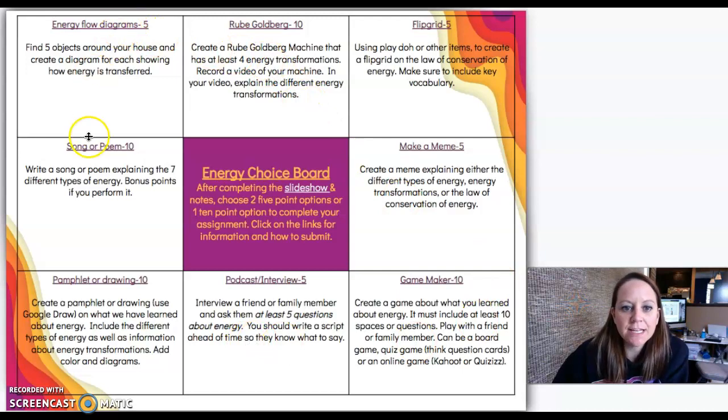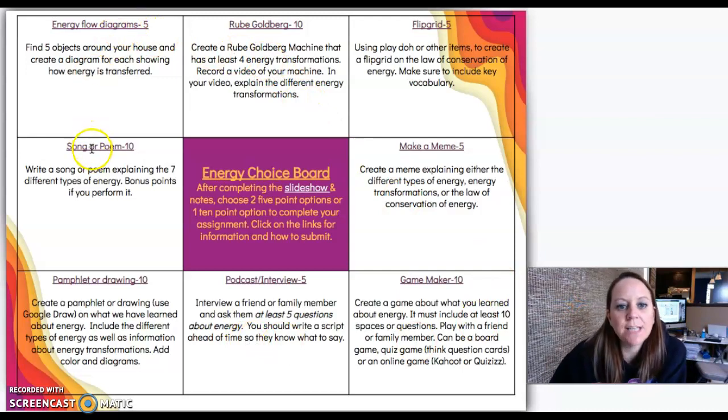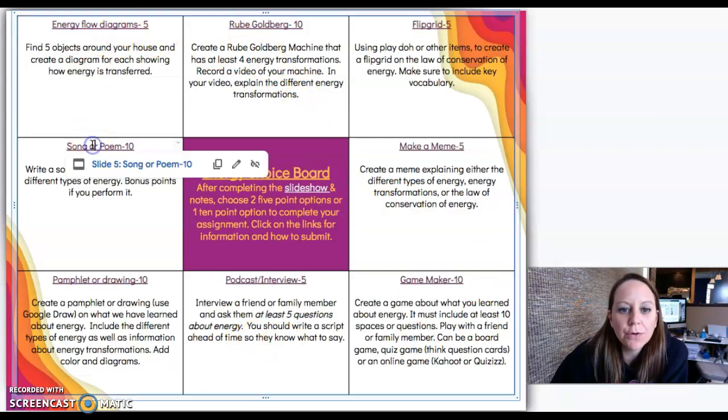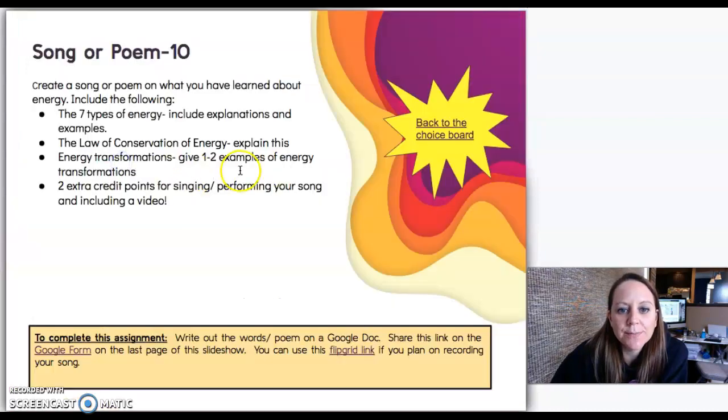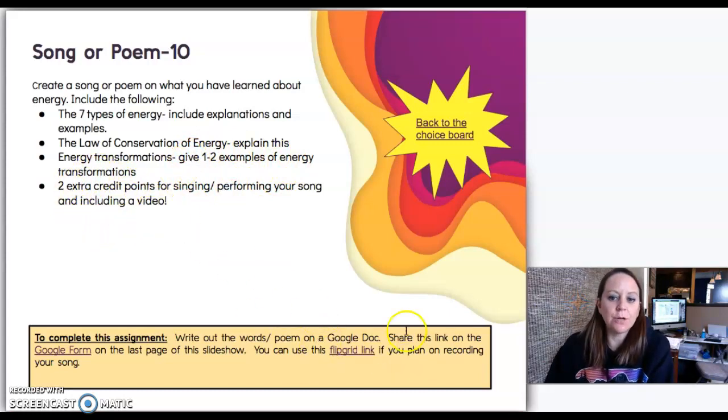Okay. The next 10-point activity would be a song or poem. So you're going to write a song or a poem explaining the 7 different types of energy, the law of conservation of energy, and energy transformations. And you're going to give 1 or 2 examples of those. So you can just type it up on a Google Doc and submit it for the slideshow to get 10 points.